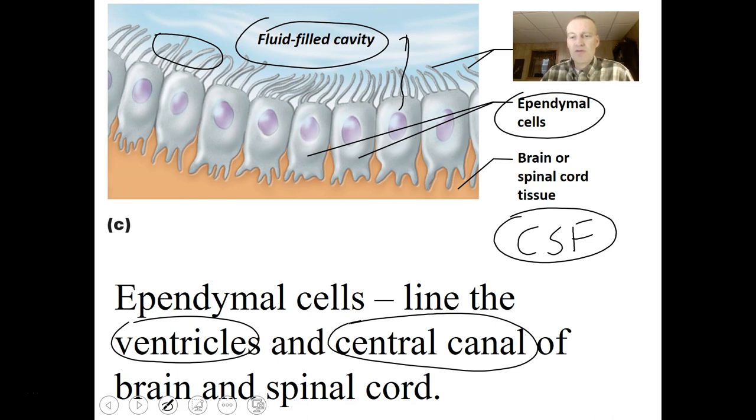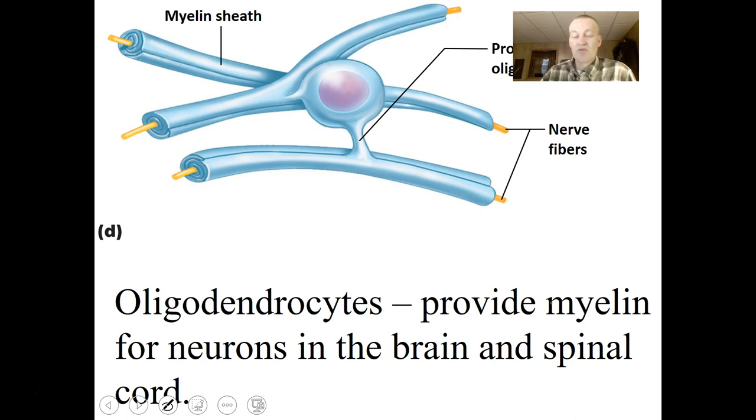Cerebrospinal fluid is important. You can do a spinal tap on a human and draw out cerebrospinal fluid and check to see if there's bacteria or viruses in it. So it's one way that we can check if you have a brain infection or a spinal cord infection without having to open up the brain or spinal cord. We just stick a needle right into the central canal of the spinal cord, draw off some fluid, and then we can culture it to see what's growing in it.